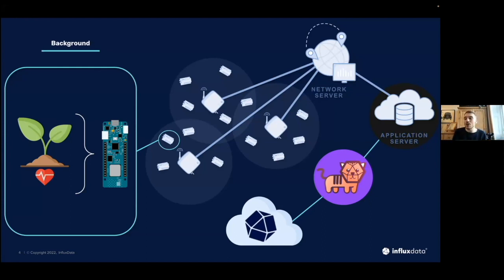And now the Things stack runs on their network server, and that basically allows you to manage, maintain your devices and stream data from those devices to the network server to allow you to stream that to your other applications. And from there, of course, that's where we come in as InfluxData. We'll be taking the information from the application server and the network server, streaming that to InfluxDB Cloud or InfluxDB Edge using Telegraf. So without further ado, let's get cracking.